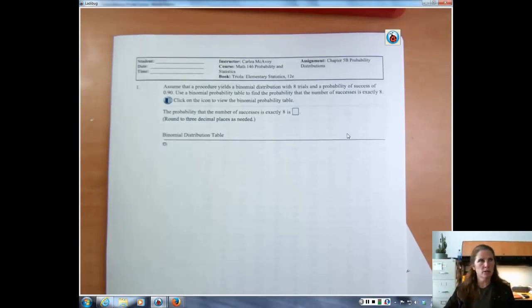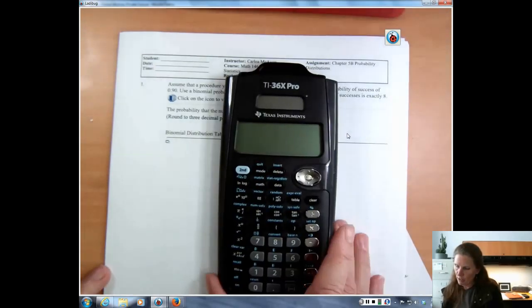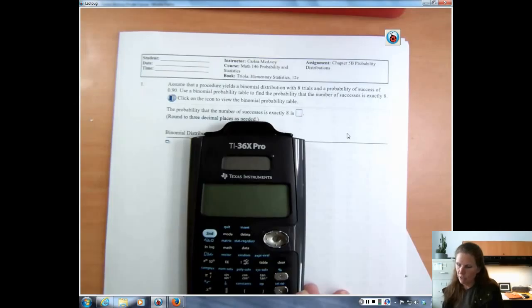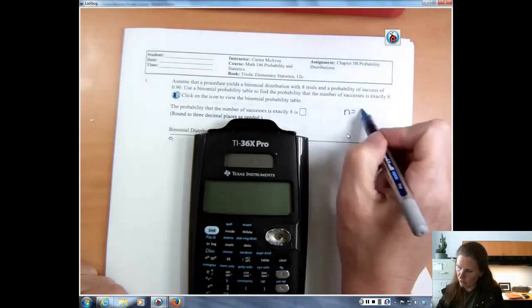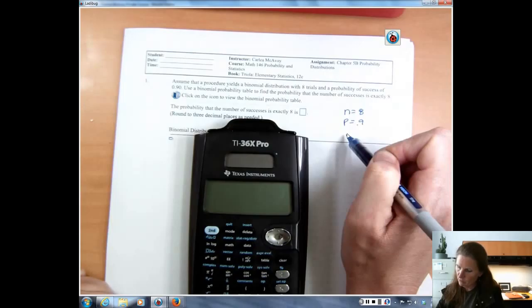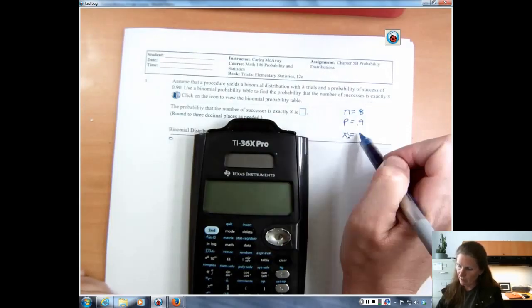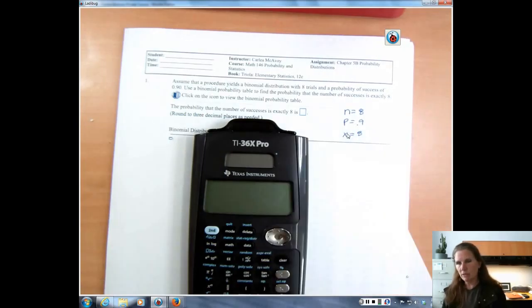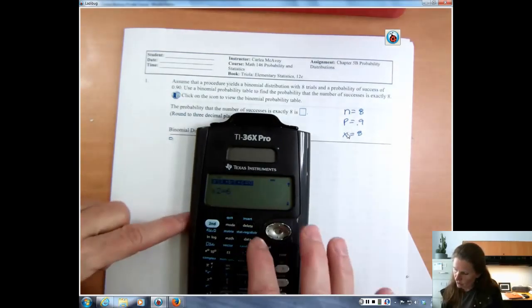I'm going to show you the calculator one more time, and then I'm going to assume that you can watch this number to do it. Whenever you talk about a binomial PDF, you need three things. You need n, which is the number of trials, and that's 8 in this. You need the probability of success, that's 0.9 in this problem, and you need x, which is the number of successes, and they want the number of successes to be exactly 8. So what's the probability that if you have 8 trials and you have a 90% chance of success that you will get 8 successes?